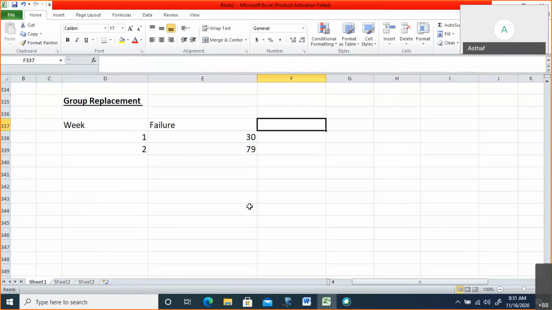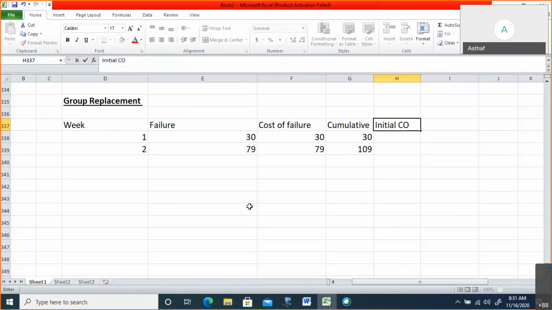So we have to make it cost of failure, individual failure. What is the cost of failure? 30 into 1. Here 79 into 1. What is the cumulative? The same format. What is the cumulative? Very simple. What is the initial cost? The initial cost, we have 30.